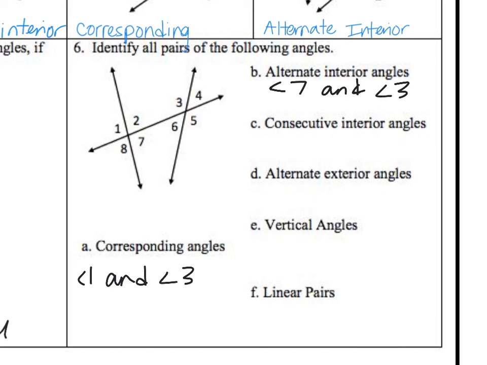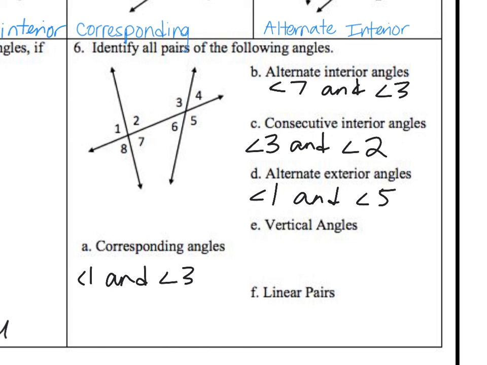Consecutive interior. Sophia, can you give me a pair of consecutive interior? 3 and 2. Mm-hmm. You could also say 7 and 6. Cruz, can you give me a pair of alternate exterior? Angle 1 and angle 5. You could also say 4 and 8.